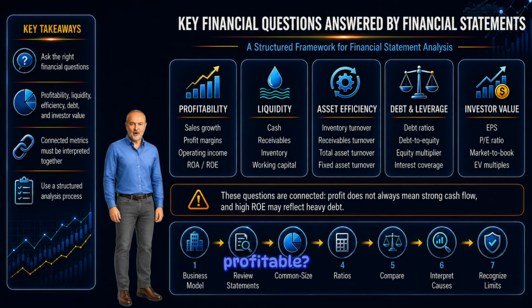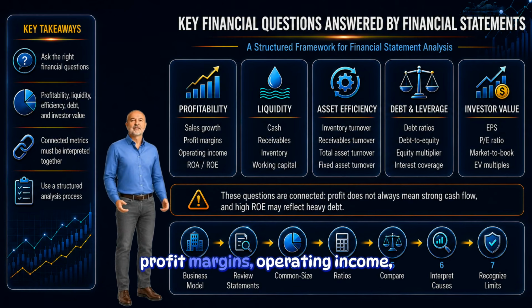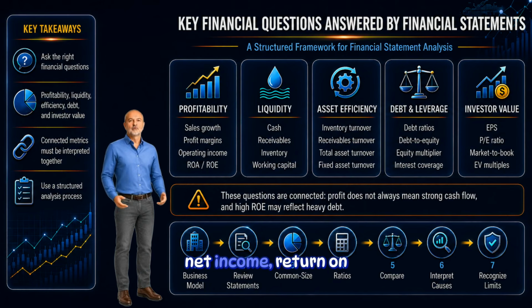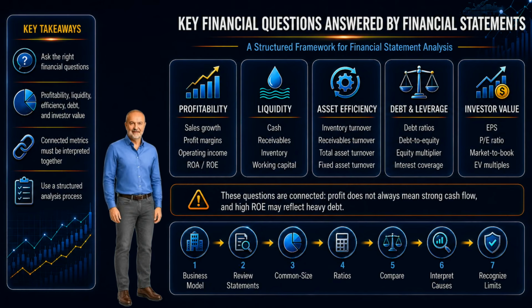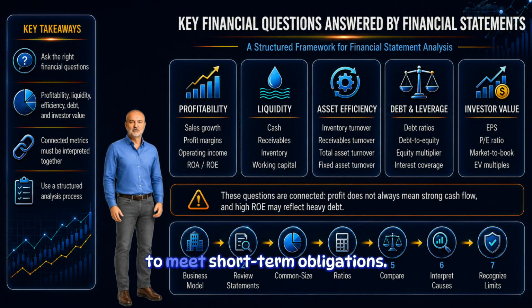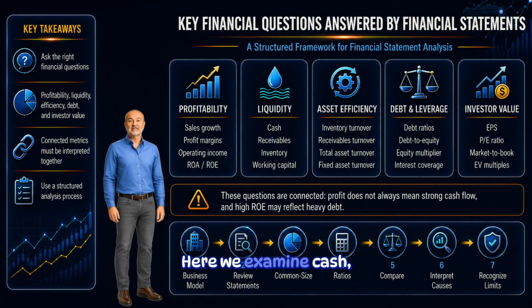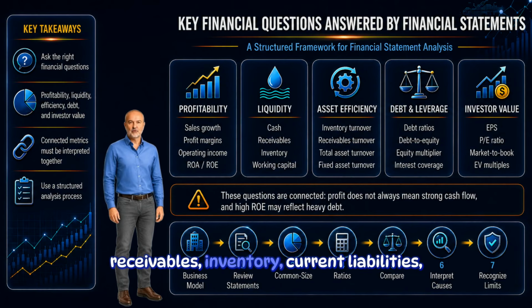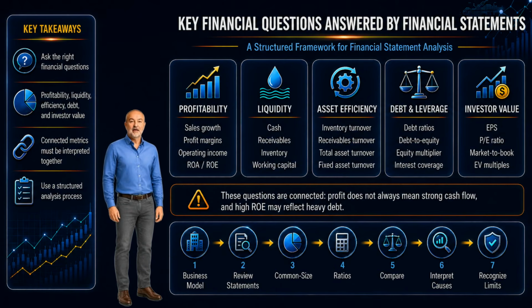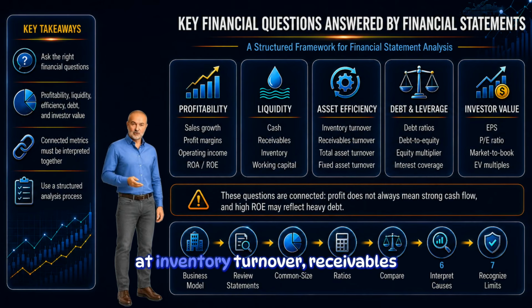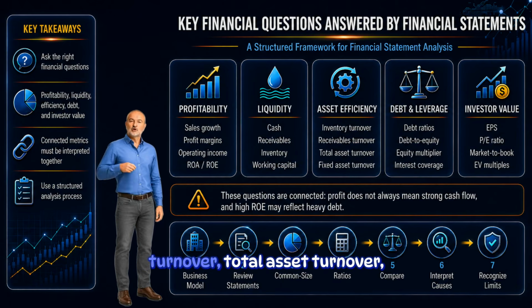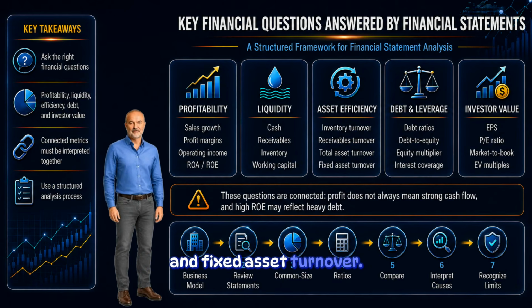First, is the firm profitable? To answer this, we look at sales growth, profit margins, operating income, net income, return on assets, and return on equity. Second, is the firm liquid? Liquidity means the ability to meet short-term obligations. Here we examine cash, receivables, inventory, current liabilities, working capital, and short-term cash flow strength. Third, is the firm using assets efficiently? For this, we look at inventory turnover, receivables turnover, total asset turnover, and fixed asset turnover.